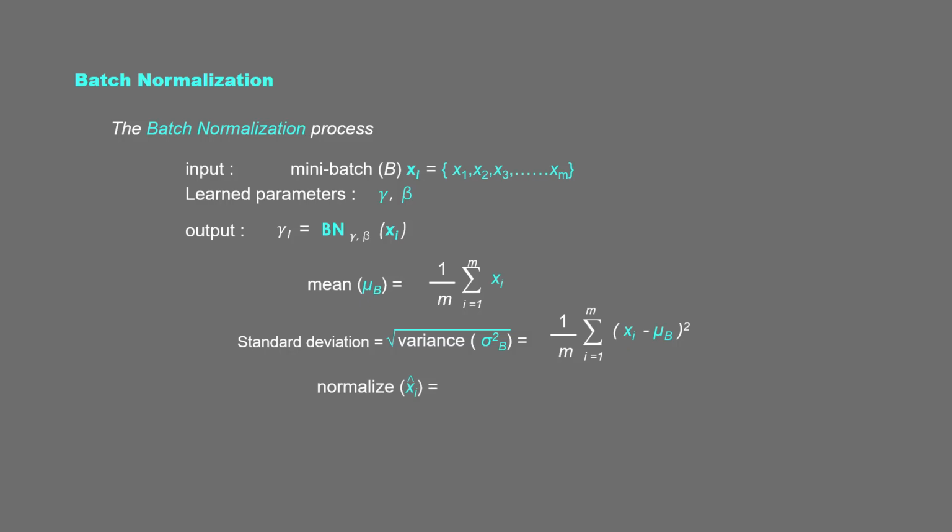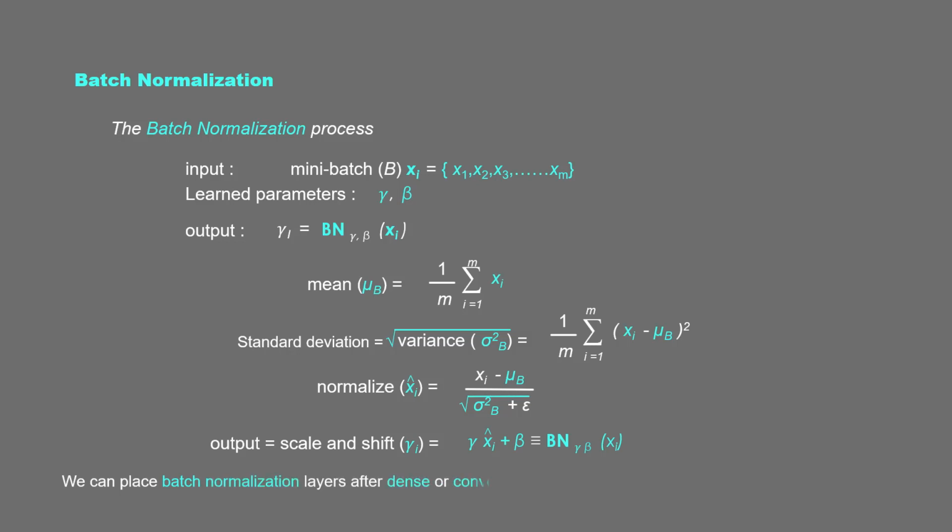Now the batch normalization is the normalization of input, as the mean is subtracted from the input and divided by the standard deviation. The output is simply the normalized input scaled by gamma and shifted by beta. So in the batch normalization process, we will get the normalized input. We can place batch normalization layers after dense or convolutional layers to normalize the output from those layers.